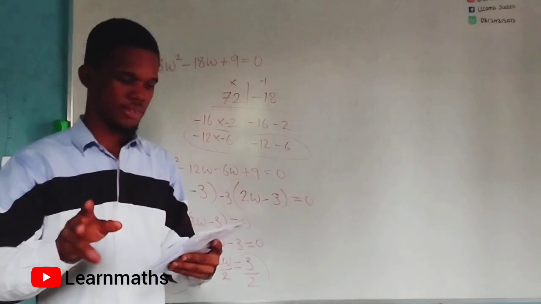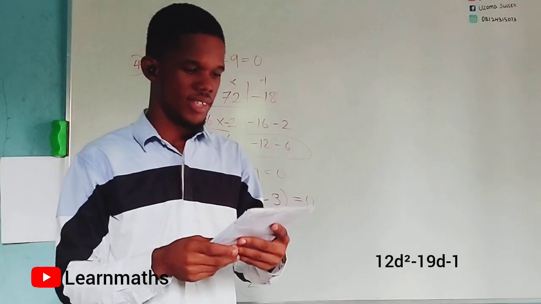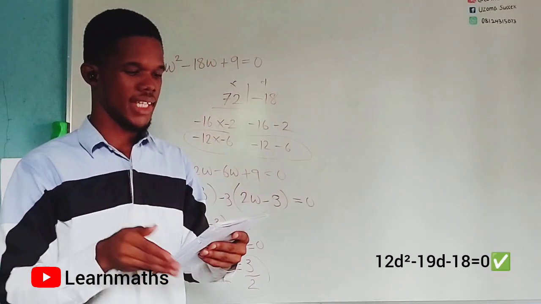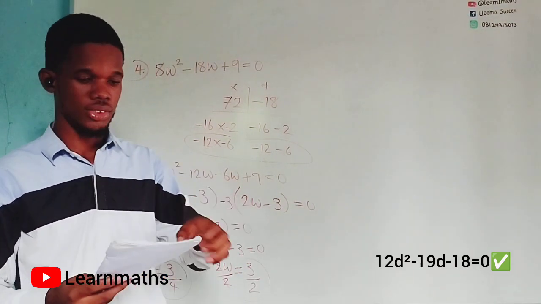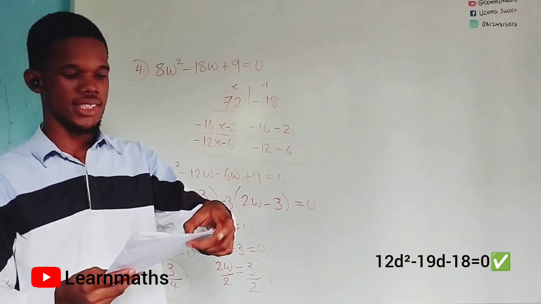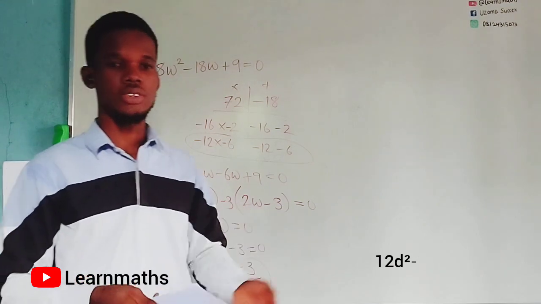Okay, this is the assignment for those of you who missed. 12d squared minus 19d minus 18 equals 0. Factorize this quadratic equation. 12d squared minus 19d minus 18 equals 0.